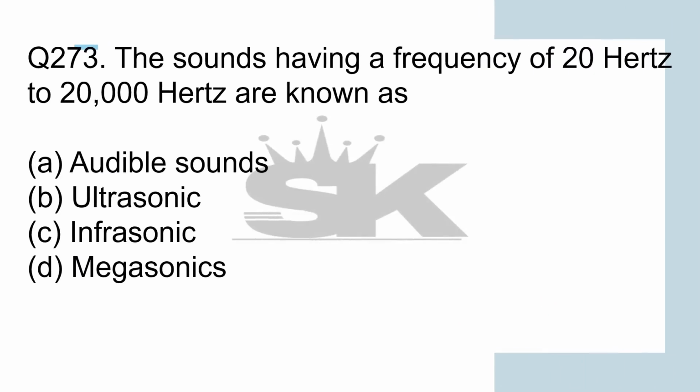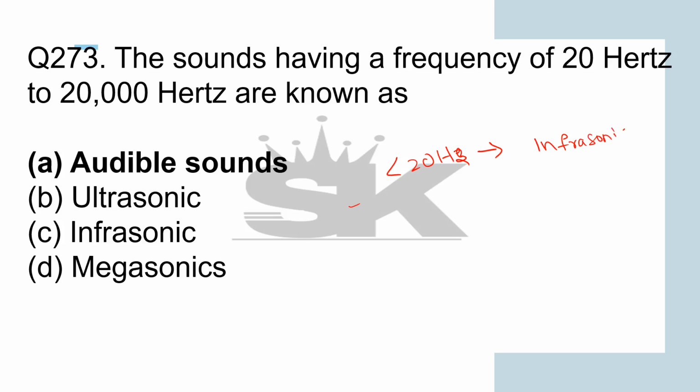The sounds having a frequency of 20 Hz to 20,000 Hz are audible sounds, right? So here, less than 20 Hz is called infrasonic sounds. Okay. And greater than 20,000 Hz is ultrasound. Okay, in between is called sound, having the audible sounds. Okay.